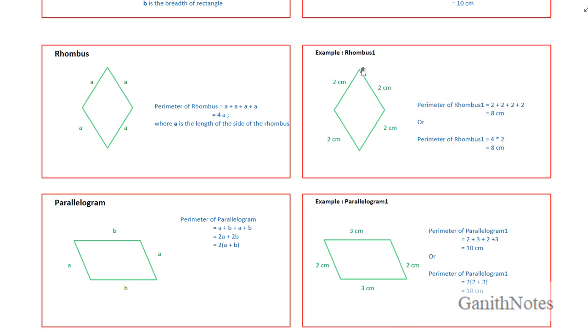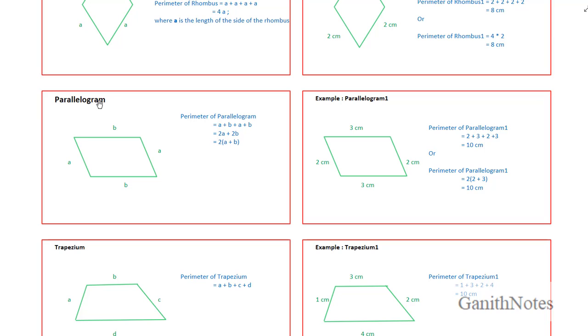So moving on to one example of a rhombus, we have a rhombus figure over here, which has a side length of 2 centimeters. So the perimeter of this rhombus 1 would be 2 plus 2 plus 2 plus 2, which is equal to 8 centimeters. Or by using the above formula, we can write it as 4 times the length of one side, which is equal to 4 into 2, which is equal to 8 centimeters.